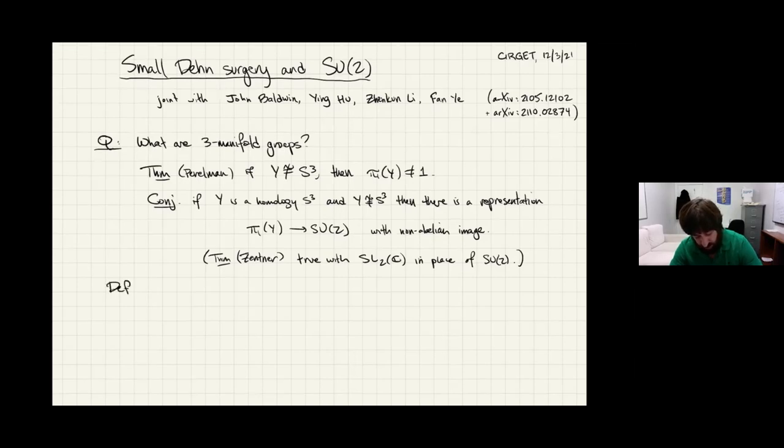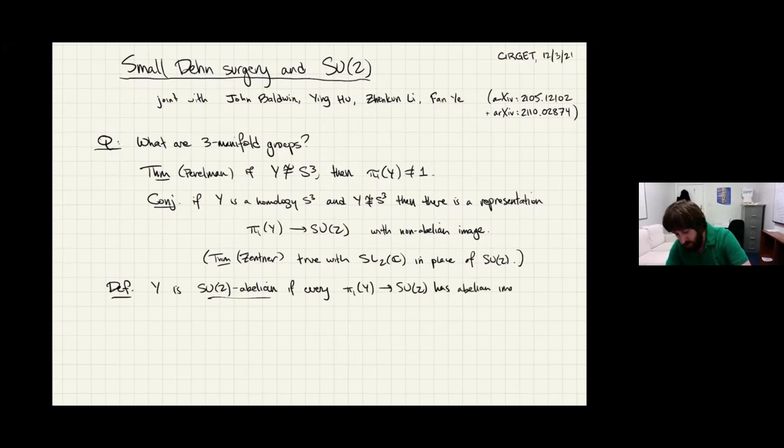So here's a definition. We say that Y is SU2 abelian if these sorts of techniques fail to prove that the fundamental group is non-abelian. So if every homomorphism from pi1 of Y into SU2 has abelian image. Okay. What are some examples of this? Things where gauge theory might not distinguish it from something with abelian pi1. Well, the first possibility is that pi1 could actually be abelian. Lens spaces are SU2 abelian.